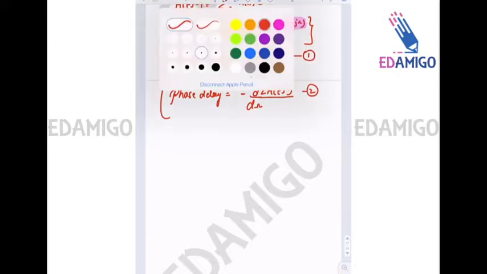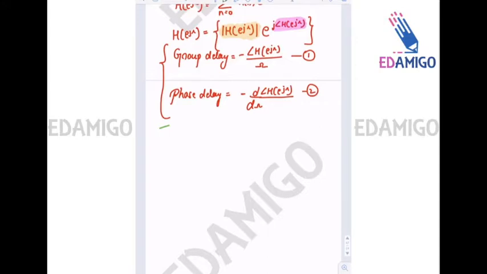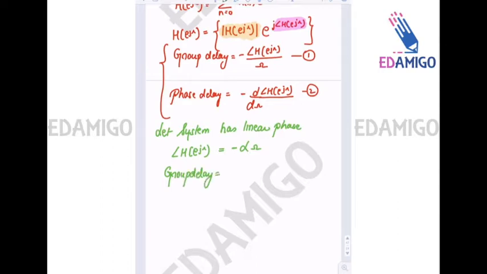Now let us take the condition of linear phase, that is, let the system have linear phase with the phase response equal to minus alpha into the discrete frequency, that is ω. So we can say that in this case the group delay will be equal to the phase delay and it will be equal to alpha.